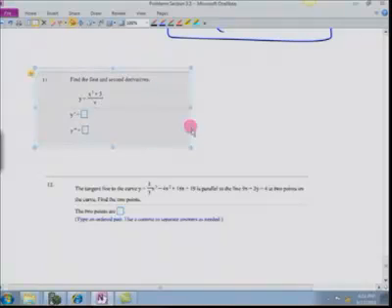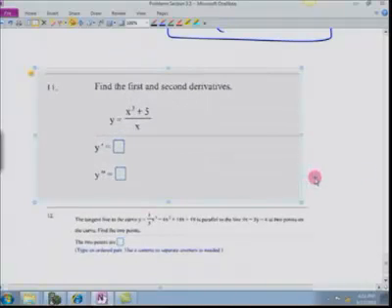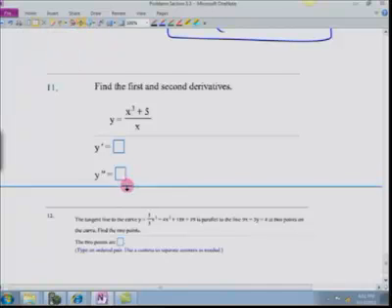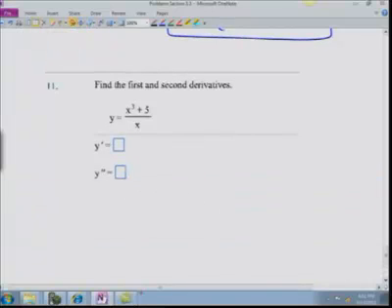This one has a little bit of work in it. Find the first and second derivatives. So you guys try that. I'm going to leave that right there. The original is y equals x cubed plus 5 over x. And remember, that's bottom times the derivative of the top plus top times the derivative of the bottom, all over the bottom squared.